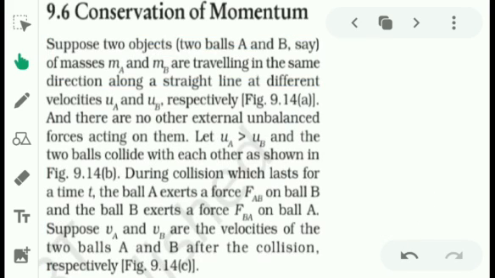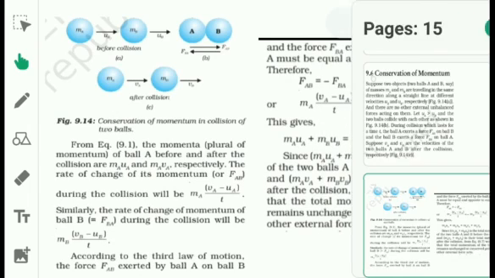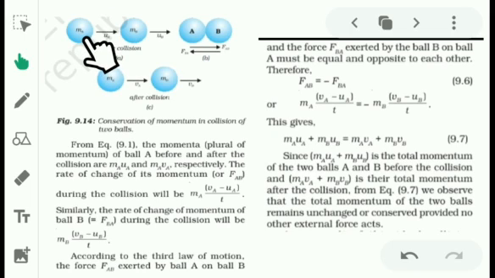Next, we are going to discuss conservation of momentum. We are going to derive the relation between the momentum of two objects before collision and after collision. Here see two objects, MA and MB. The initial velocity of MA is UA and of MB is UB. Both are moving in the same direction. The velocity of MA is greater than the velocity of MB. After some time, they collide with each other. After the collision, the velocity of A changes to VA and the velocity of B changes to VB during the time interval T.